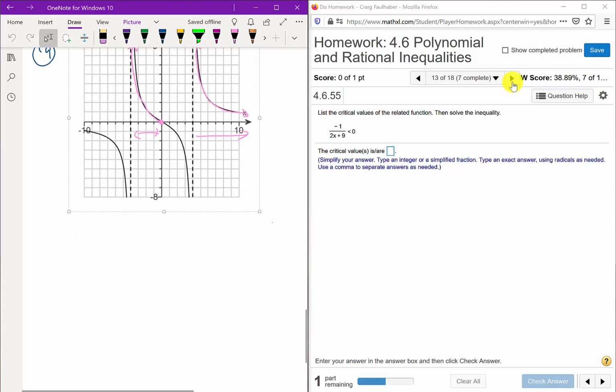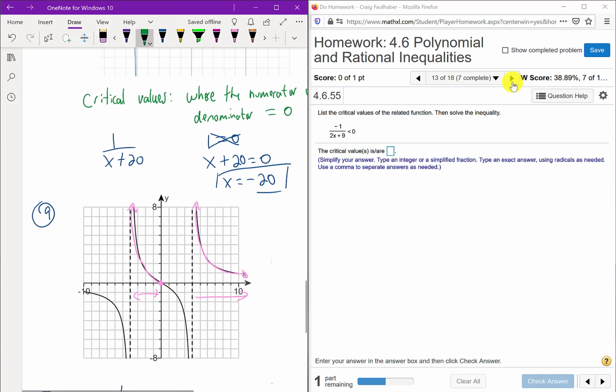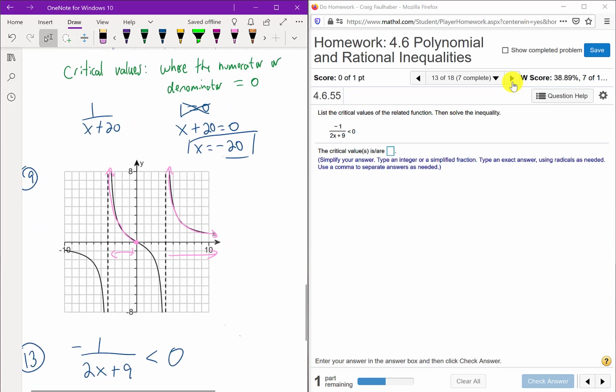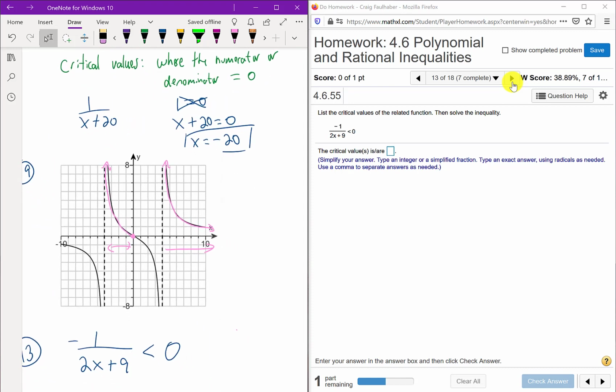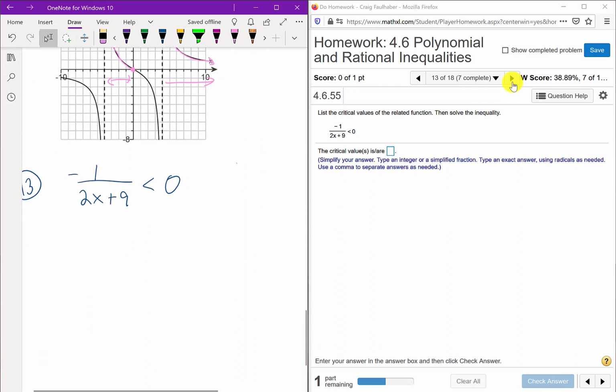Problem 12 is the same, so I'm going to move all the way ahead to problem 13 in this set, because they ask us to find the critical values for this inequality. And again, what I said about critical values up here still is true. The critical values are just the numbers, the x values, where the numerator equals 0 or the denominator equals 0. So if we set the numerator equal to 0, that's just -1 equals 0, which is not a true statement.